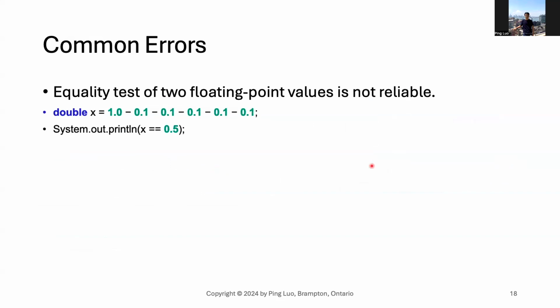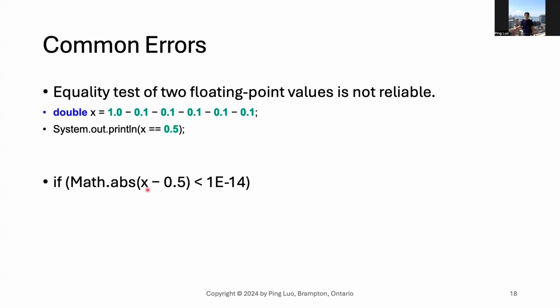Finally, there's another error. Sometimes we want to compare if a floating point value is equal to another value. But we know that last week we said floating point is not accurate in programming. For example, this one, we know it's 0.5, but inside the computer it could be 0.5 and then 0, something, 1, right? So this always returns false because it's not equal.